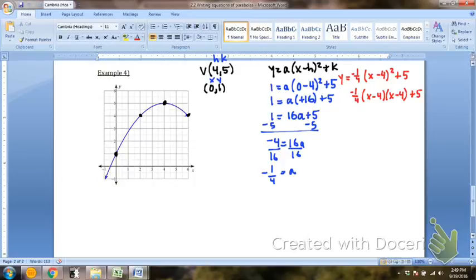x minus 4 times x minus 4 gives you x squared minus 8x plus 16. Make sure your signs are right. And then we're going to distribute that negative 1/4 through. And again, multiplying by negative 1/4 is the same thing as dividing by 4. So I have negative 1/4 x squared. What is 8 divided by 4? 8 divided by 4 is 2, and it's a positive 2x.